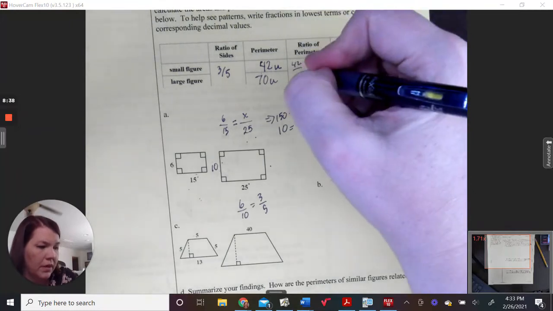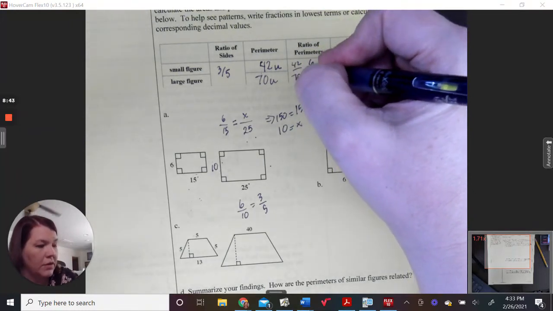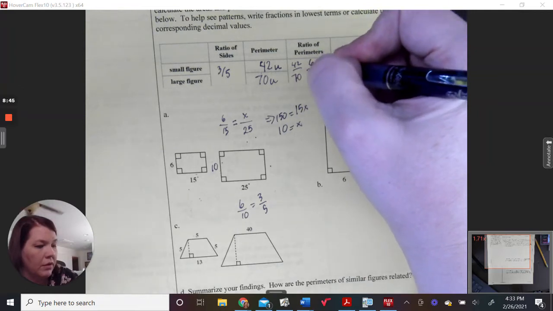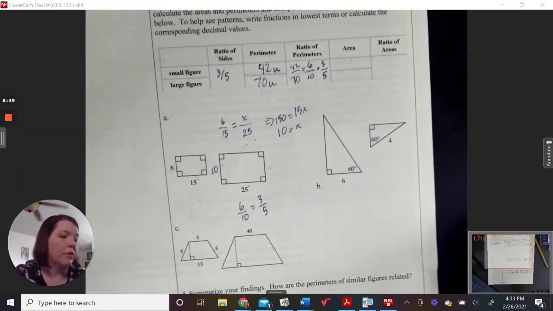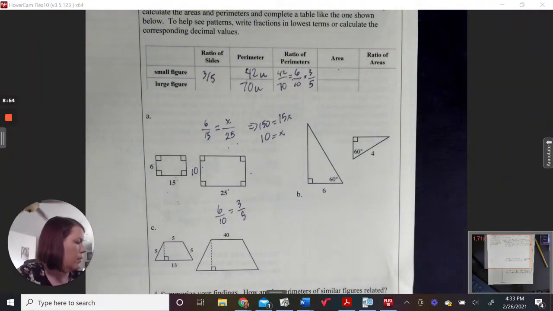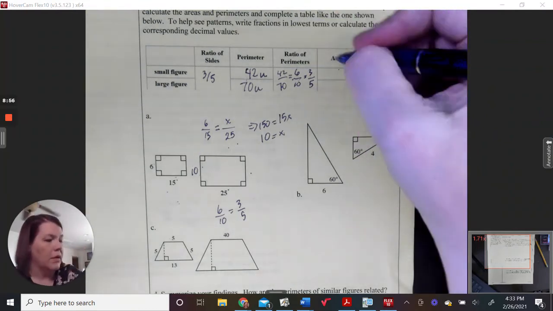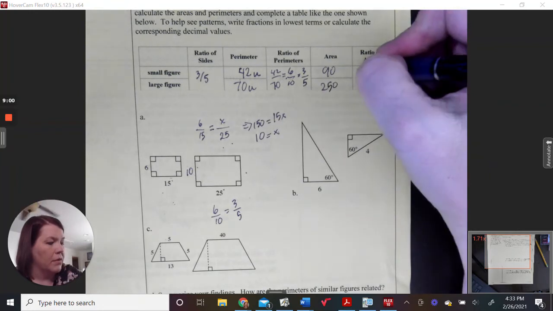Interesting. Area. So the area of the original, 6 times 15, is 90. The area of the new one is 250. So 90 over 250, which is 9 over 25, or 3/5 squared. Write that down.